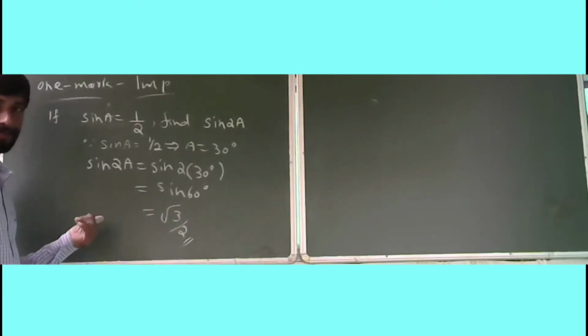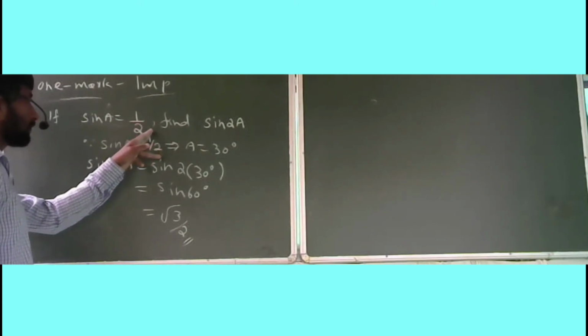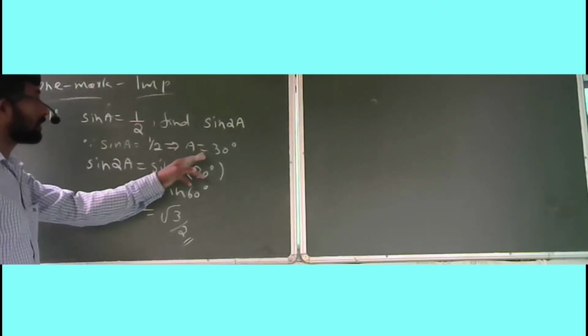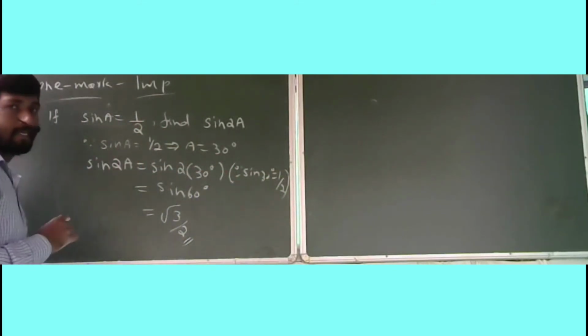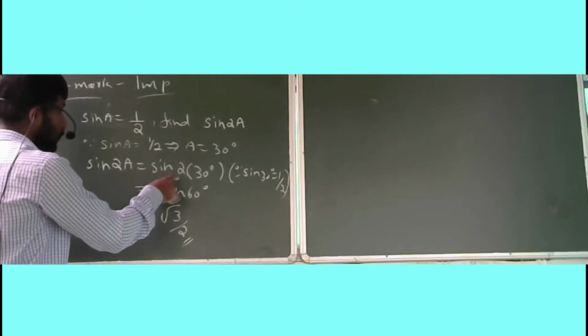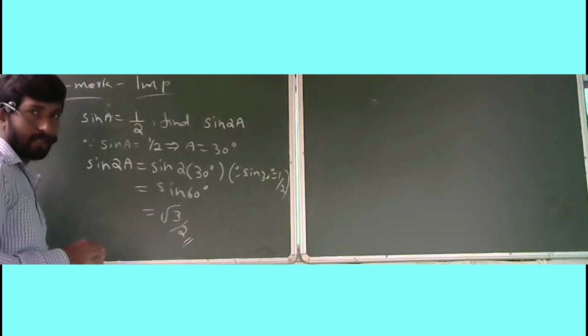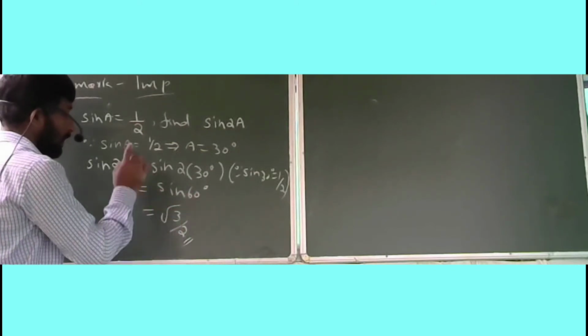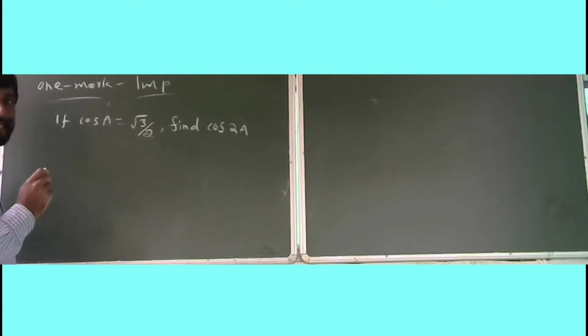This is the solution. Okay, just use the data. Sin A equal to 1 by 2. That means angle A equal to 30 degree. Reason is, since sin 30 degree, its value equal to 1 by 2. In place of A, 30 degree. Sin 2A is asked. That is sin 2 into A, where A is 30 degree. 2 into 30 degrees, 60 degree. Sin 60 degree value is equal to root 3 by 2. Clear? See the next question.